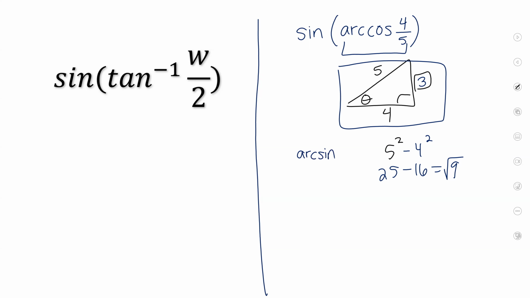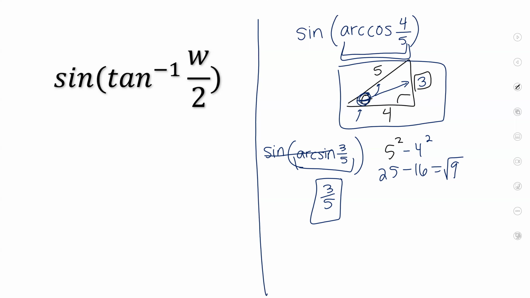Arcsine is what? What would arcsine be? Yes, 3 over 5, because it's opposite over the hypotenuse. So for the same angle, we're talking about the same angle right here. The arcsine of that angle is 3/5. I'm pulling all of this information from the same triangle. That means if I wanted to do sine of that same triangle, I get 3/5. Sine and arcsine cancel out.